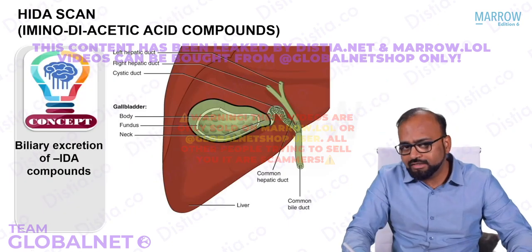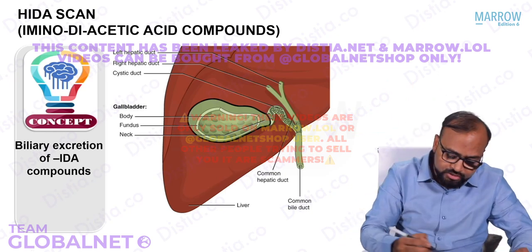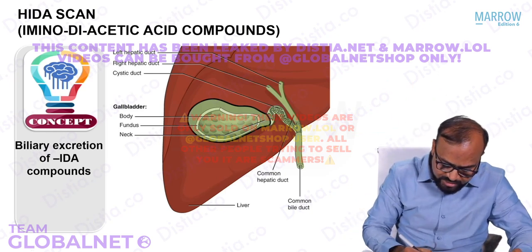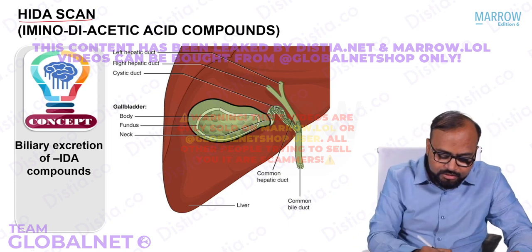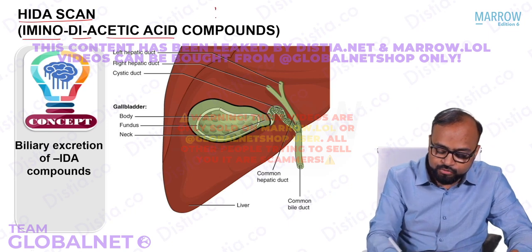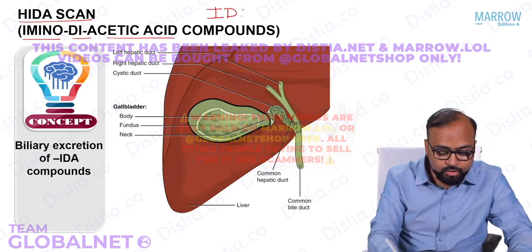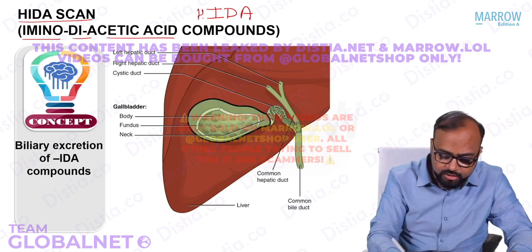Now, when we started this particular topic discussion, I showed you a very blurred image. That image was an image of HIDA scan. Now, what is HIDA scan? HIDA scan is basically using imino-diacetic acid compound. So that is IDA, imino-diacetic acid compound. When you use it for hepatic imaging, it is called HIDA scan.